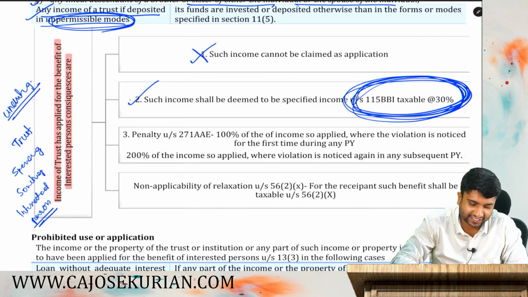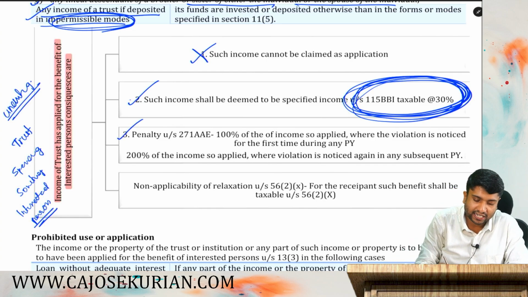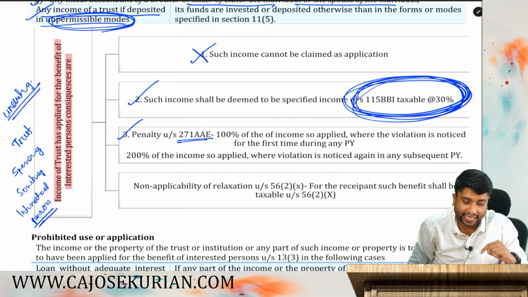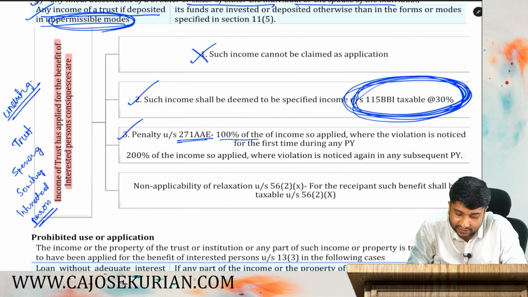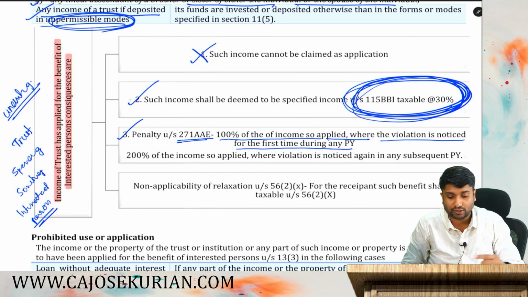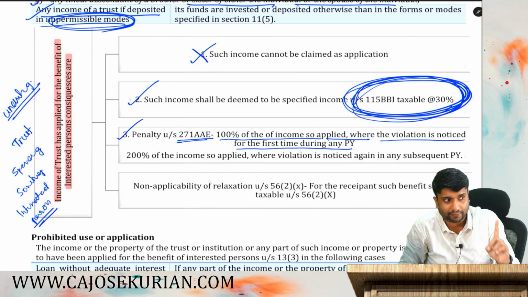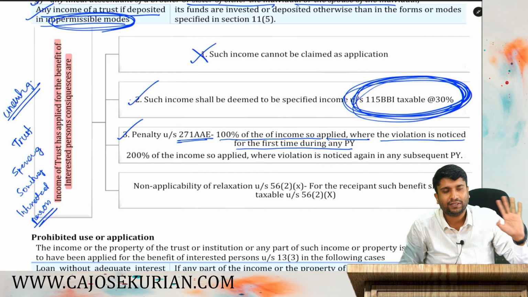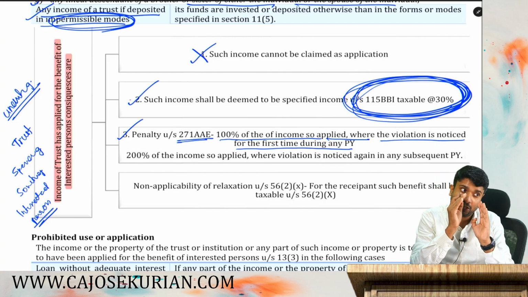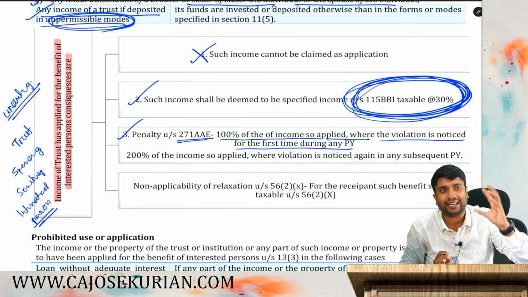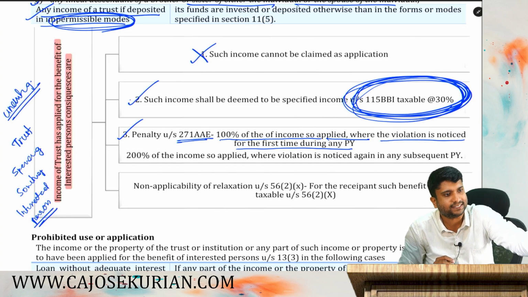Third consequence, there is a penalty. What is the penalty? Under section 271AAE, 100% of the income so applied where the violation is noticed for the first time during the PY. If you are noticing that violation for the first time in the PY, then how much is the penalty? The 100% of the amount. You are applying 10 lakh for the benefit of an interested person, your penalty is 10 lakh.